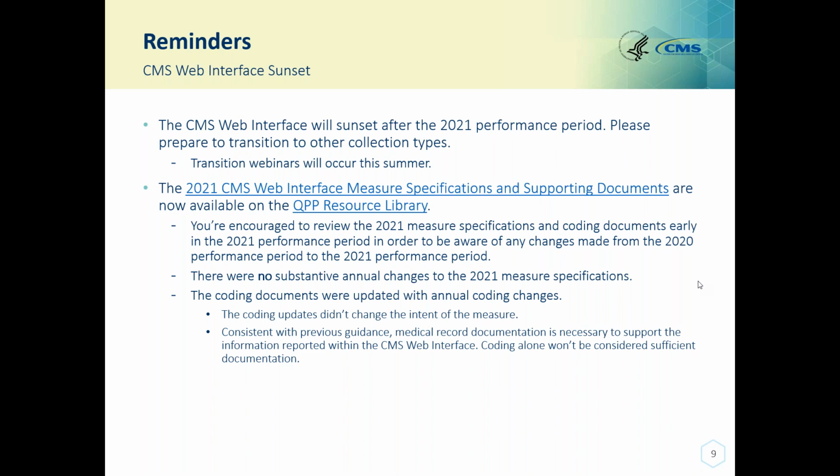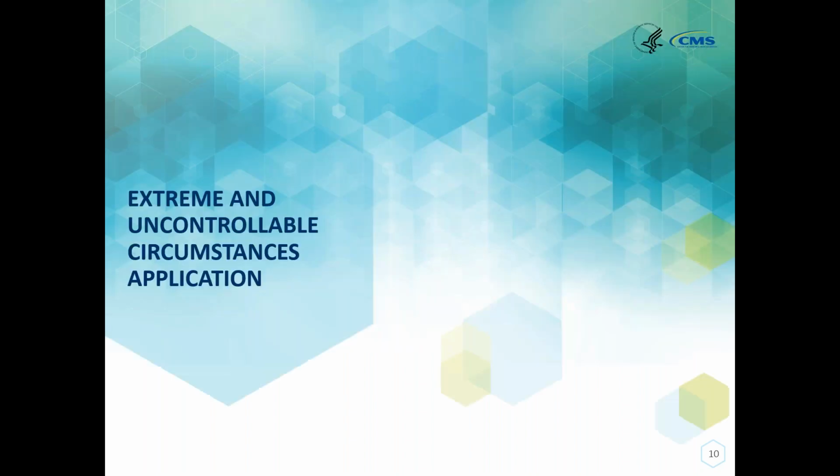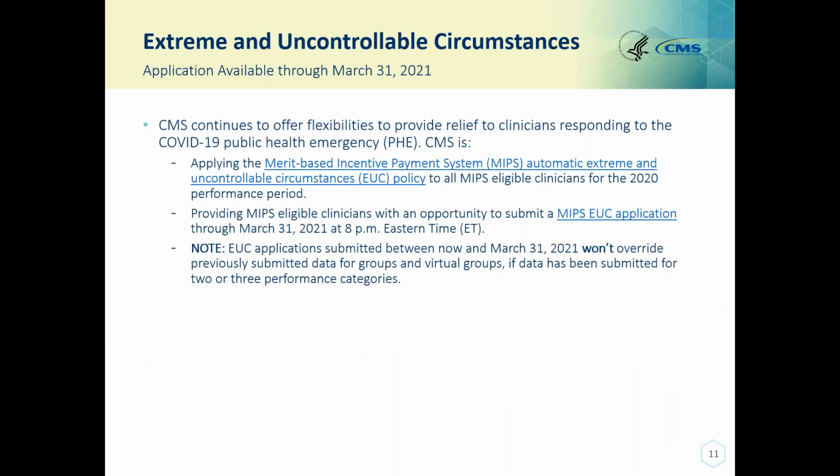Thanks, Sandra. Next slide, please. And next slide. So we want to ensure that web interface users are aware of the flexibility we have provided for clinicians responding to the COVID-19 public health emergency. We are applying the MIPS Automatic Extreme and Uncontrollable Circumstances policy to all MIPS eligible clinicians for the 2020 performance period. The MIPS Extreme and Uncontrollable Circumstances application will be available through March 31st at 8 p.m. Eastern Time.